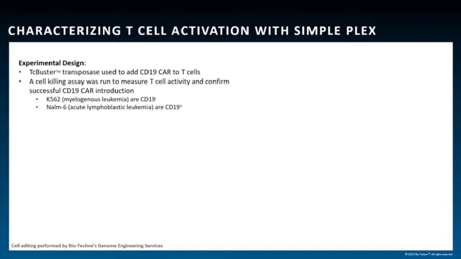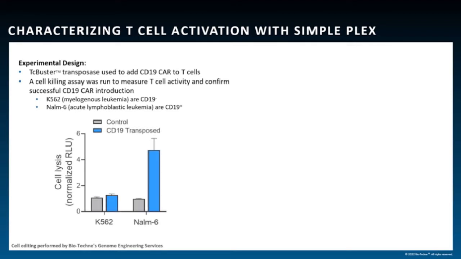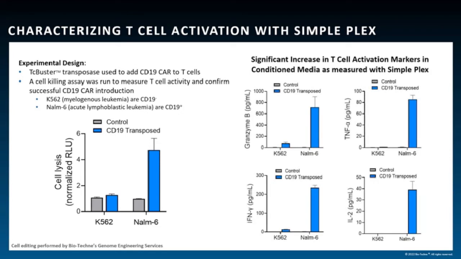These T-cells were then used in a cell-killing luciferase-based assay against 2 cell lines, K562 myelogenous leukemia cells, which don't express CD19, and NALM6 acute lymphoblastic leukemia cells that do express CD19. On the left are the results of the T-cell-mediated cancer cell lysis assay, where the cancer cells that express CD19 are lysed. On the right, we screen the conditioned media of T-cells incubated with either K562s or NALM6 cells on Simpleplex.